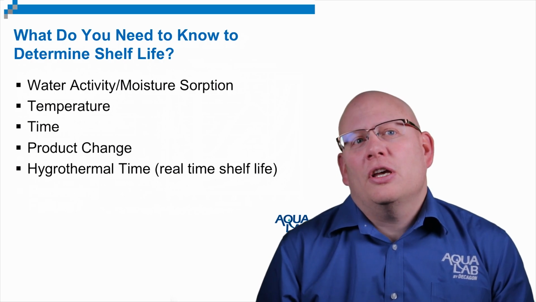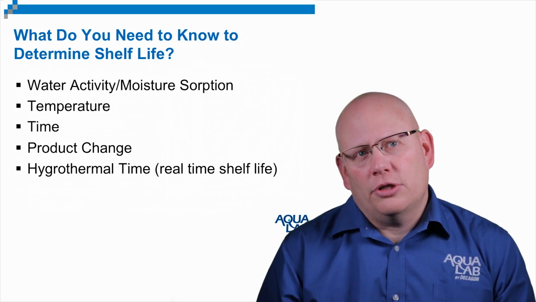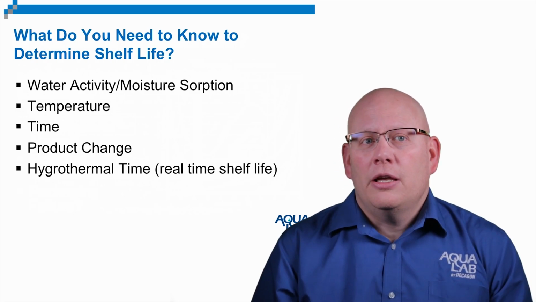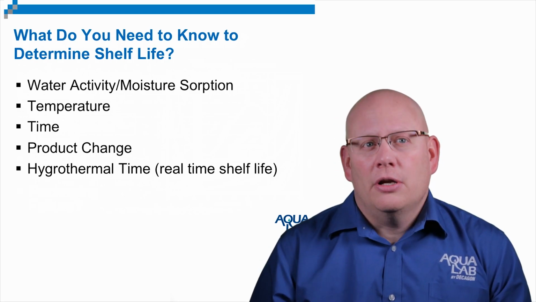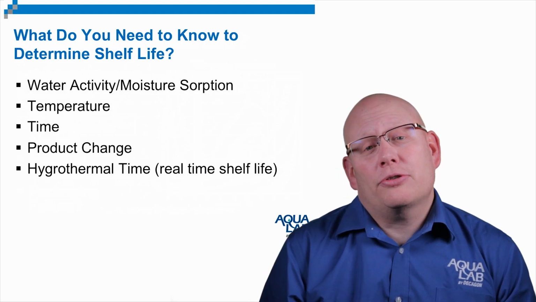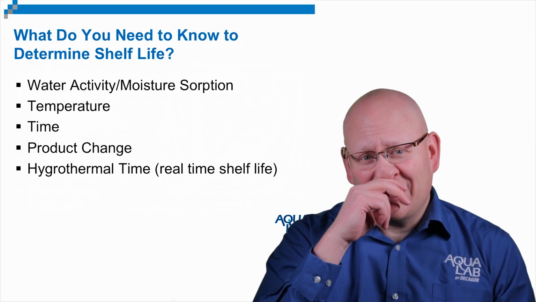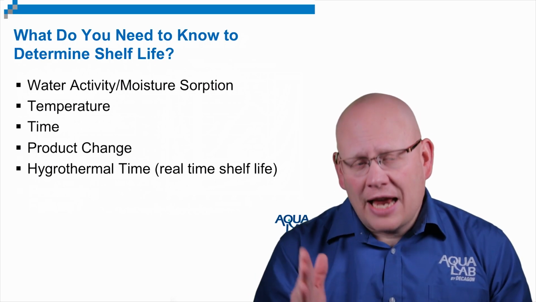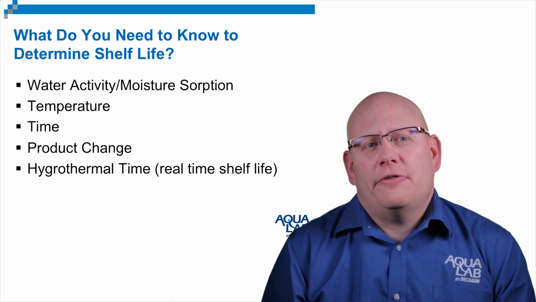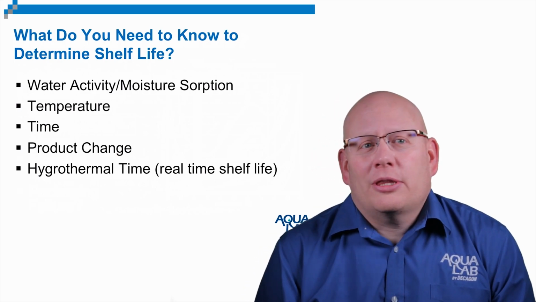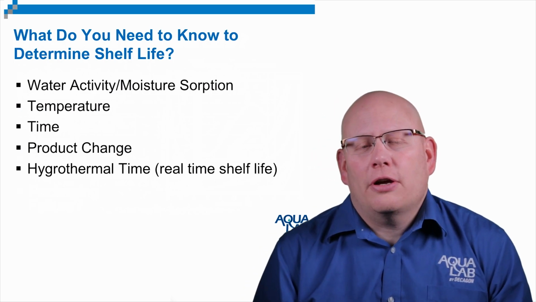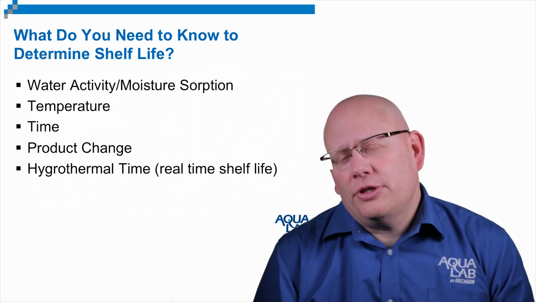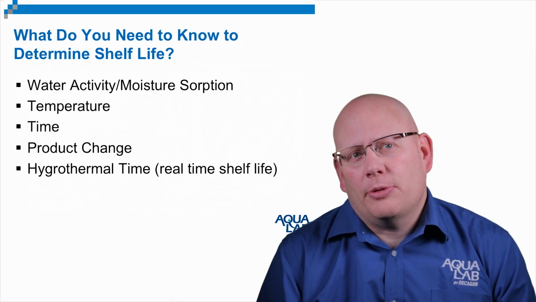And that's a problem because you need to know temperature in order to determine shelf life, but you also need to know water activity and what's happening with the water in order to get the complete picture of what's impacting shelf life. You also need to know time, obviously, and be able to know what time you're going to have under any specific conditions. And then, of course, you need to know what the product change is that occurs that ends your shelf life. Identify that, and then hopefully even find a way to quantify it so that you can track it and create some experimental data.